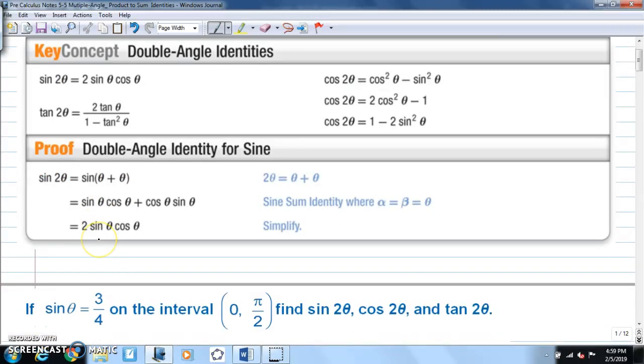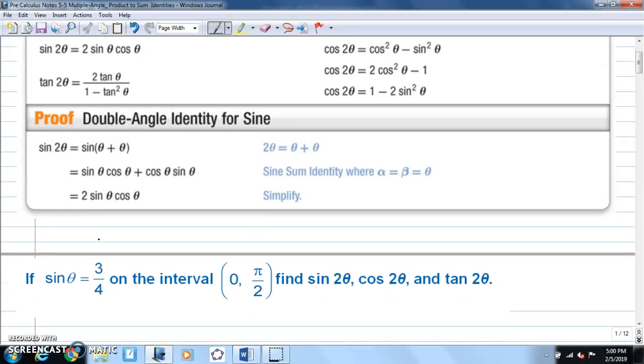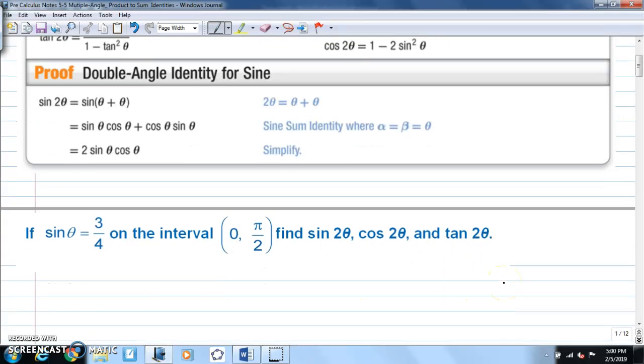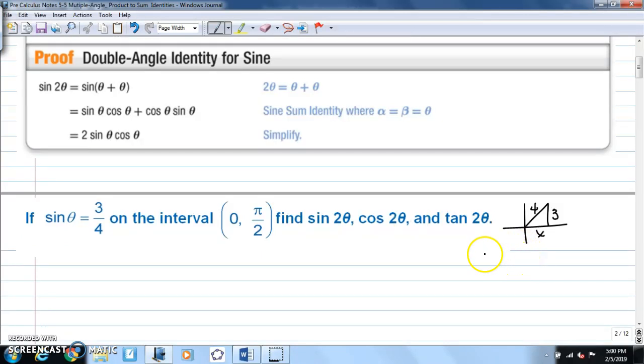Okay, so let's look at this one. Sine of theta is 3/4 on the interval 0, pi over 2. That's first quadrant. And so from that, we want to find sine of 2 theta, cosine of 2 theta, and tangent of 2 theta. So we know we're in the first quadrant, so let's just draw this in the first quadrant here. And sine is my y value over my radius. So I'm solving for my x value here. I'm going to have to do that because I'm going to have to use some of these other cosine and tangent other than just sine.